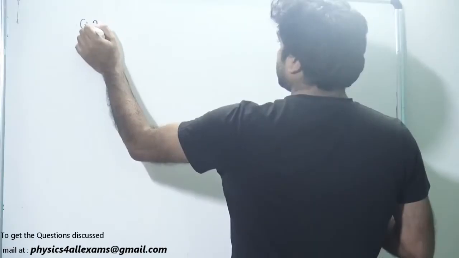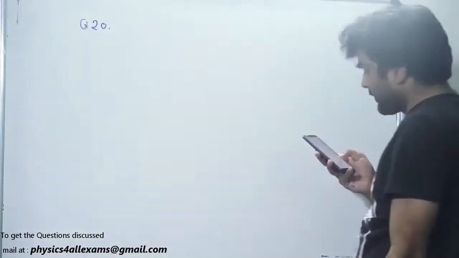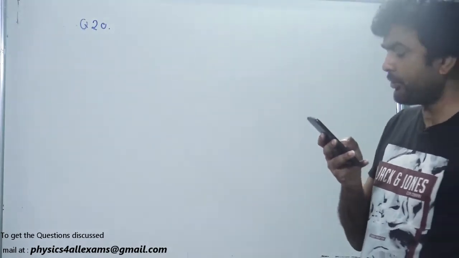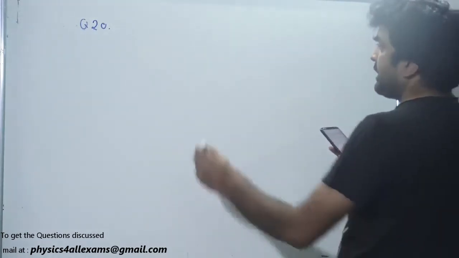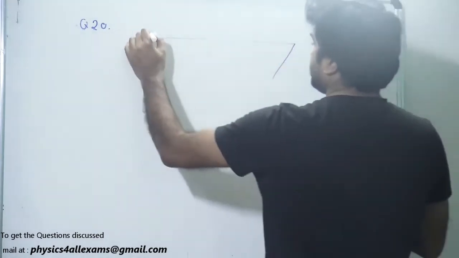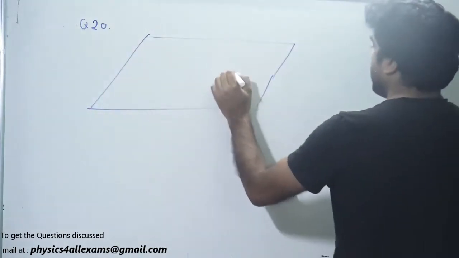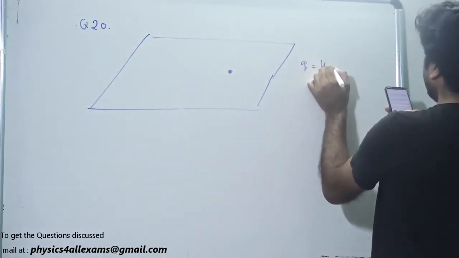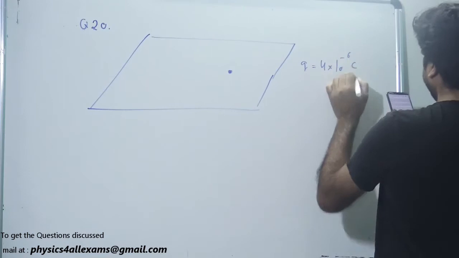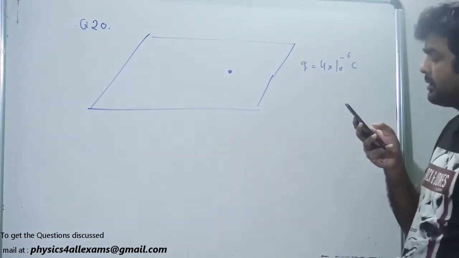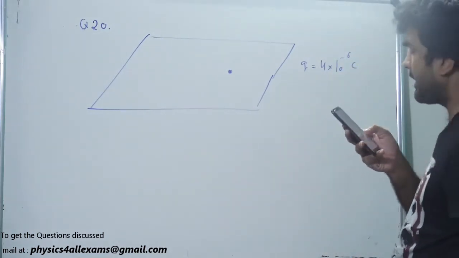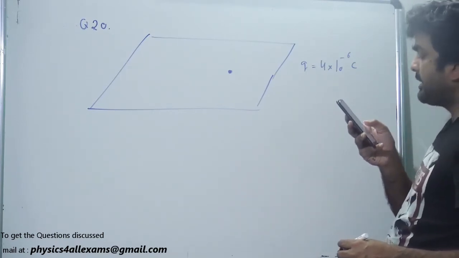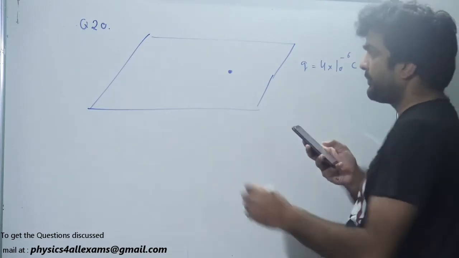Okay. Question number 20: a particle A having this much charge is held fixed on a horizontal table. So there is a horizontal surface on which a particle is fixed whose charge is given to be 4 into 10 to the power minus 6 coulomb. A second charged particle of the same charge and mass 300 gram stays in equilibrium on the table at a distance d meter from the first charge.